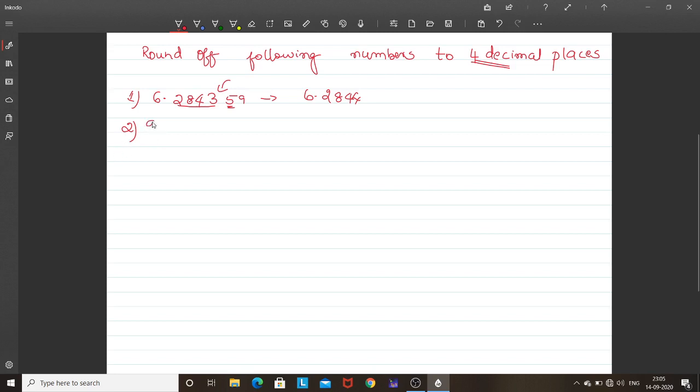Take the second problem, 9.86465. I can write 9.864 without any fear. Now look into the digit in the 4th decimal place. This is 6, and after the 6 you have only one digit, that is 5. So you can certainly increase the digit in the 4th decimal place by 1. This is 7.